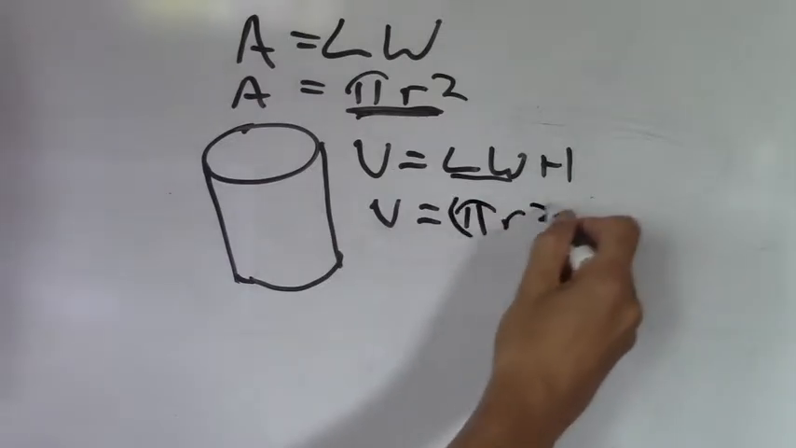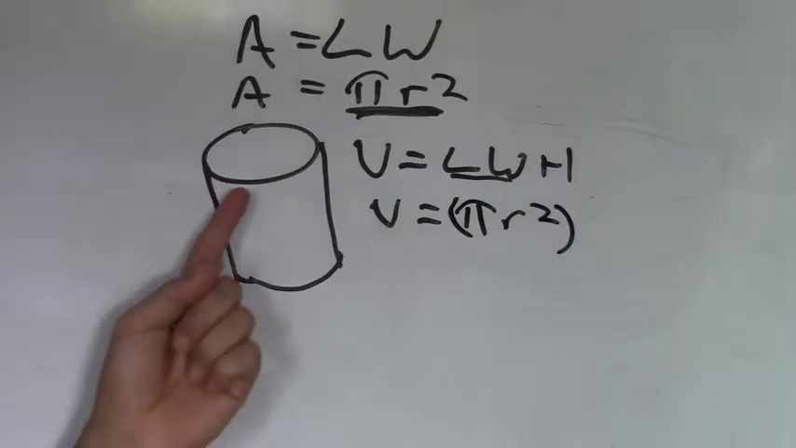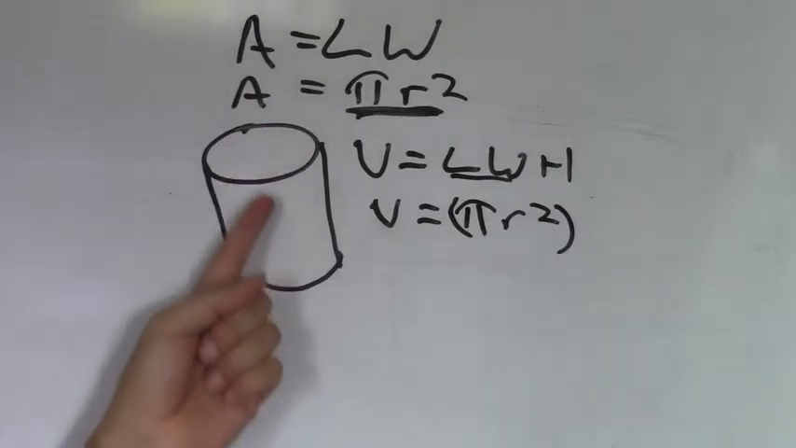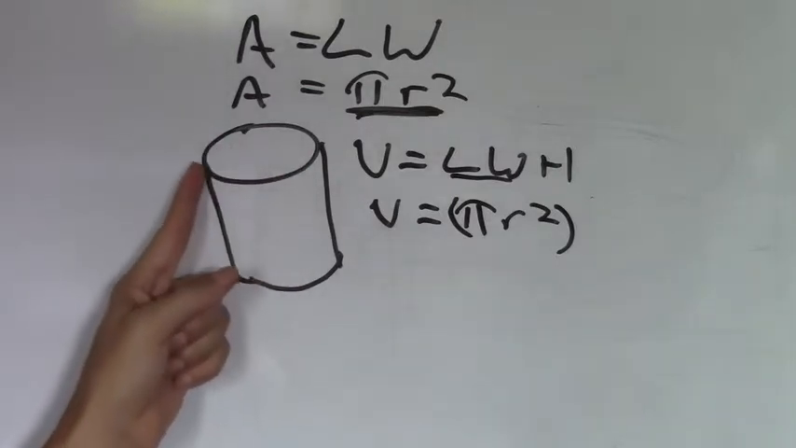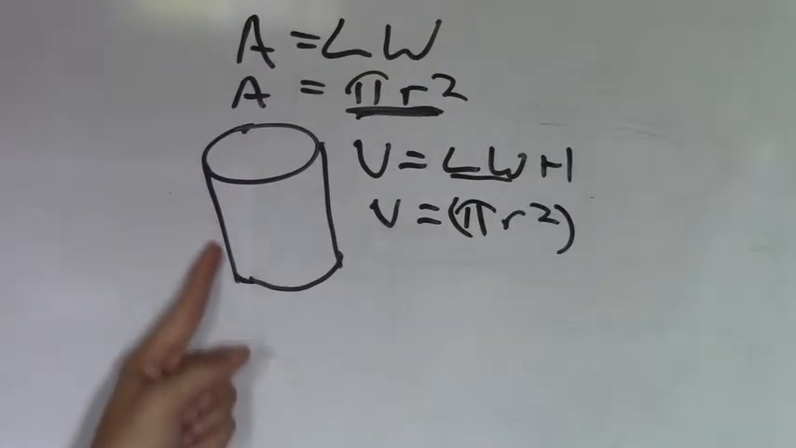Don't make this hard. Times what to find the volume, times pi r squared? Wait a minute. I want to find the volume of this. I found the area of this. Now what do I have to do? You have to multiply it by what?